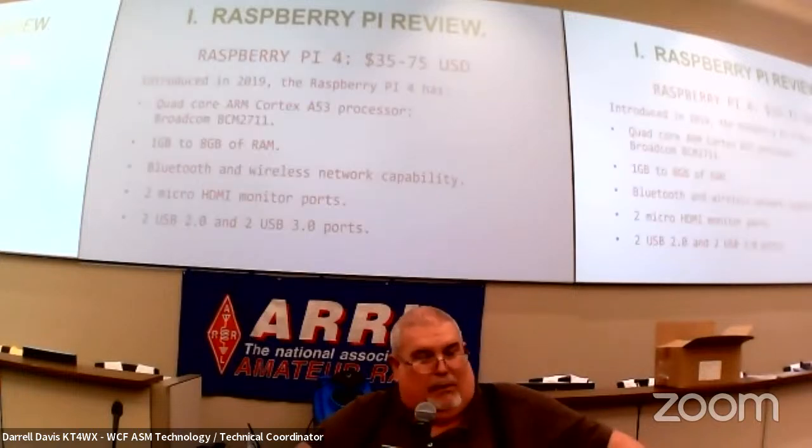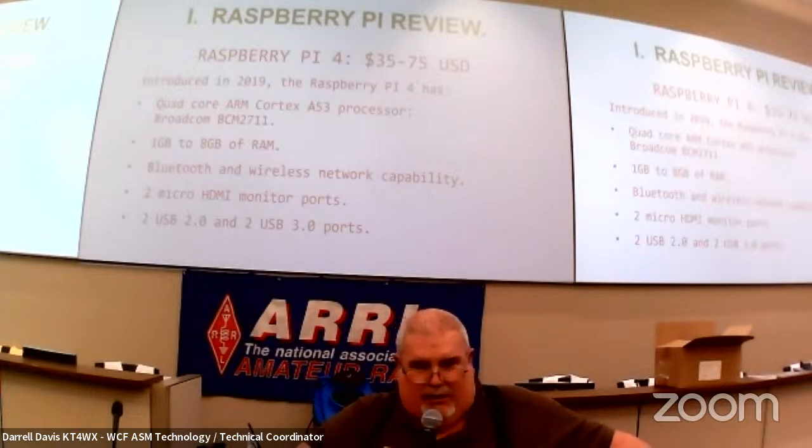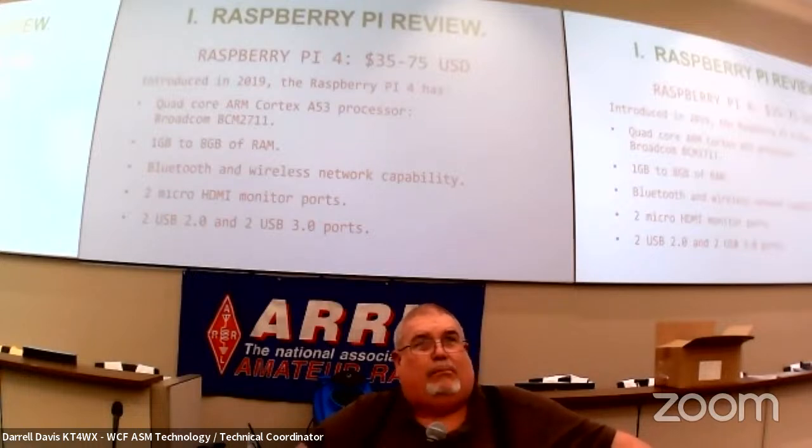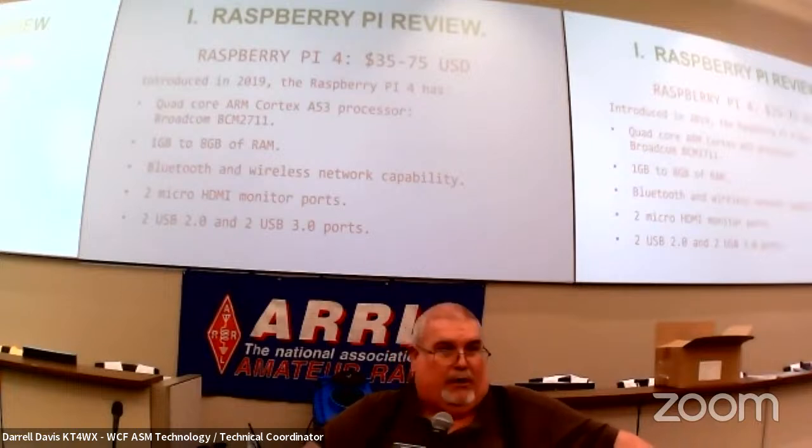Well, we had the Raspberry Pi 2 that came out around 14 or 15. The Raspberry Pi 3 came out after that, and the 4. Now, the 4 was one that came out in 2019 that really got into modern times. It had an ARM Cortex A53 processor. It was quad core. I believe the Pi 3 or 2 was dual core, if memory serves me correctly.